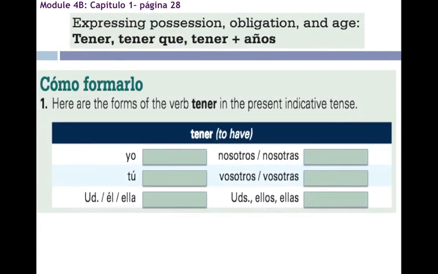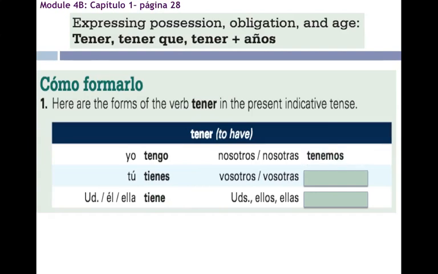Here are the forms of the verb tener in the present indicative tense, and this is en tu libro, página 28. ¿Cómo se dice I have? Yo tengo. You have, tú tienes. He, she, you formal have. Él, ella, usted tiene. Nosotros, nosotras tenemos. We have. You guys or you gals have. Vosotros, vosotras tenéis. And they have or y'all have. Ellos, ellas, ustedes tienen.